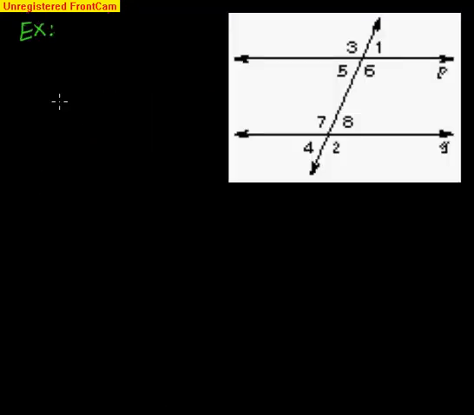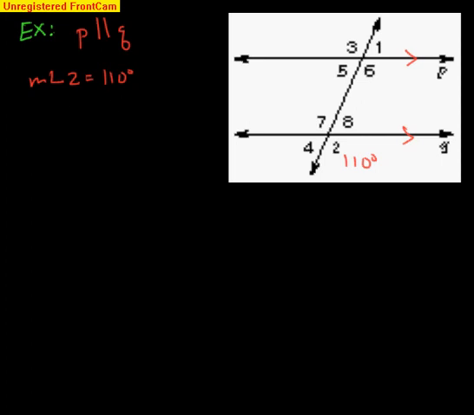Okay, so here we have a picture. These are lines P and Q. It's hard to read. And P and Q are parallel. Okay, so P is parallel to Q. And the measure of angle 2 is equal to 110 degrees. So we'll mark it right here. This is 110 degrees. So the question is, what are all the other angle measures?